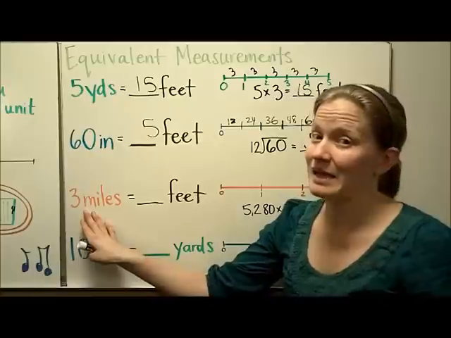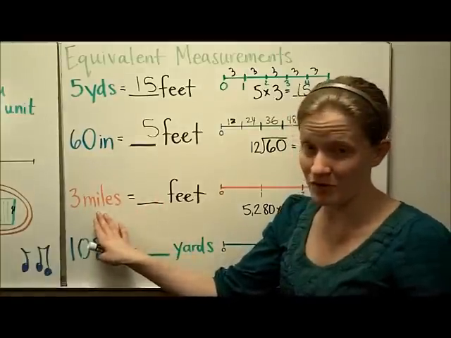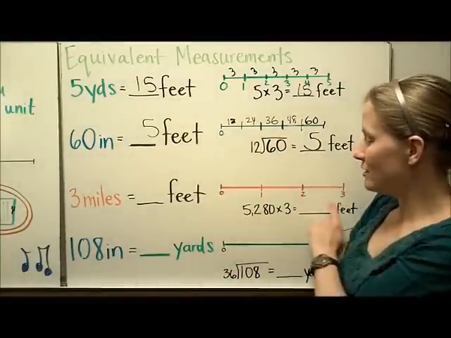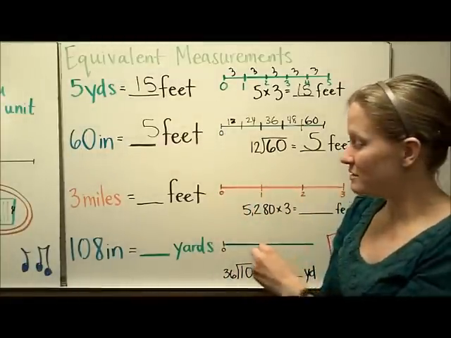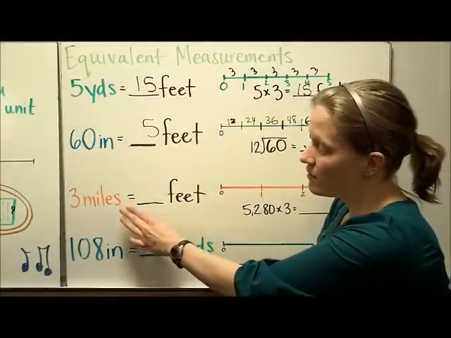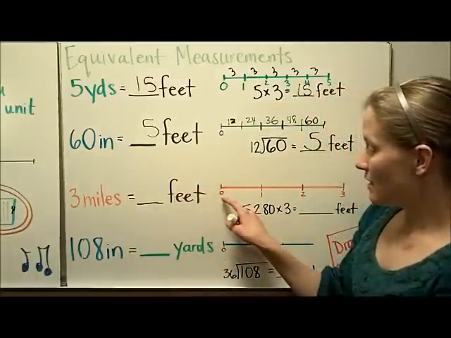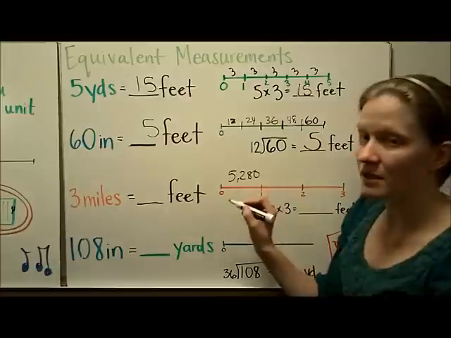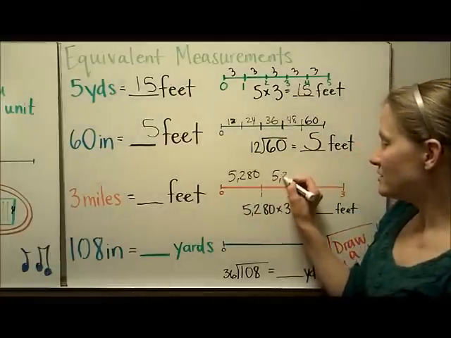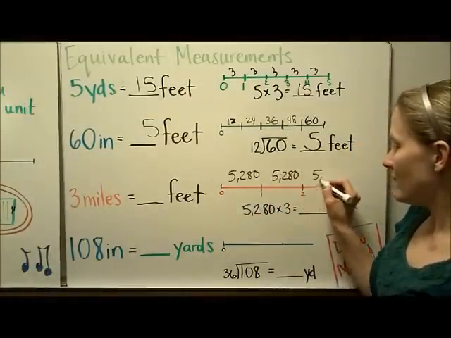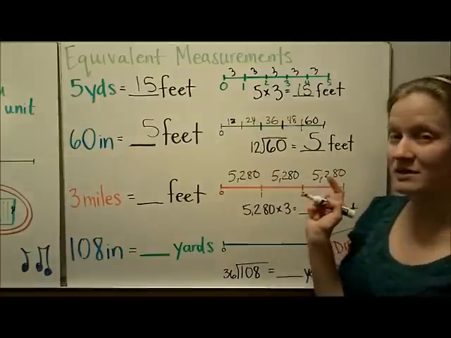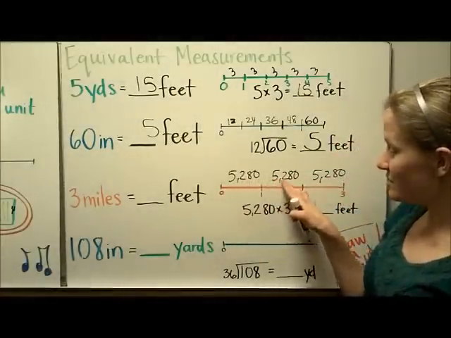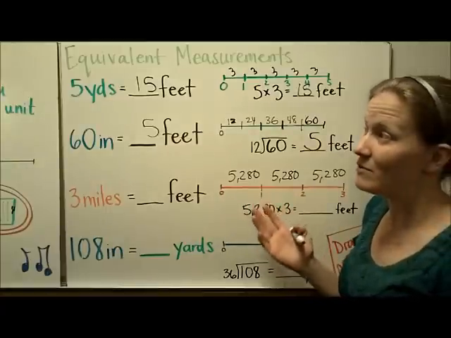If I needed to know exactly how many feet were in 3 miles, I would sort of do the same thing I did up here in the first problem. I would draw a line and divide it into 3 sections and then write how I know feet and miles are related. In 1 mile, there are 5,280 feet in a mile. So on all of these, there would be 5,280.